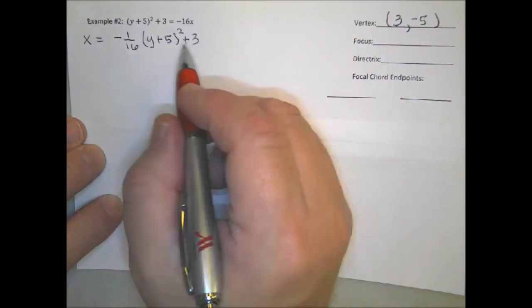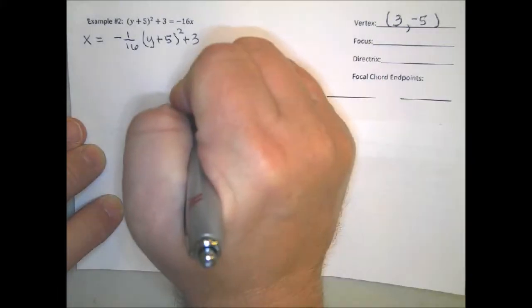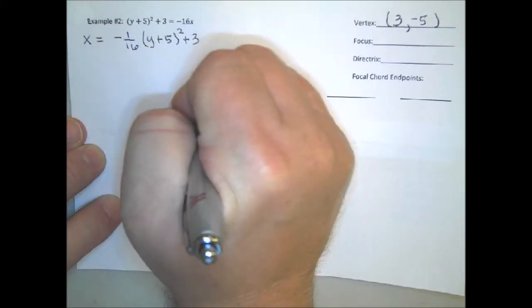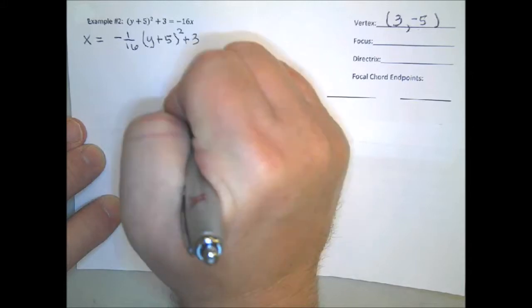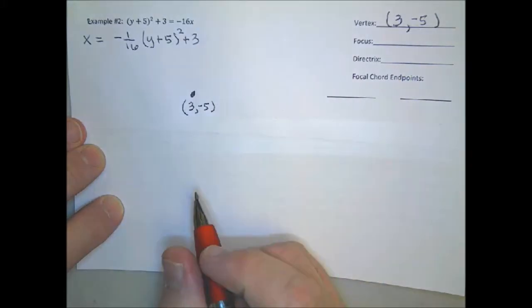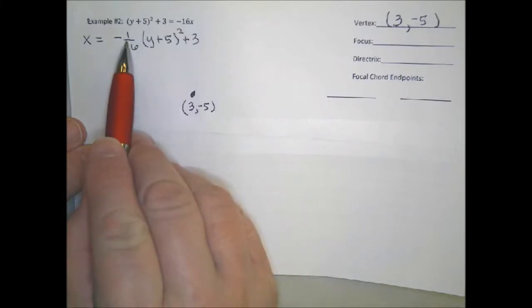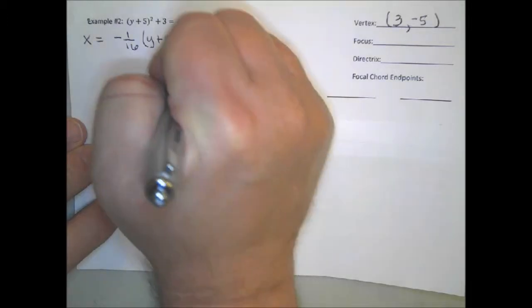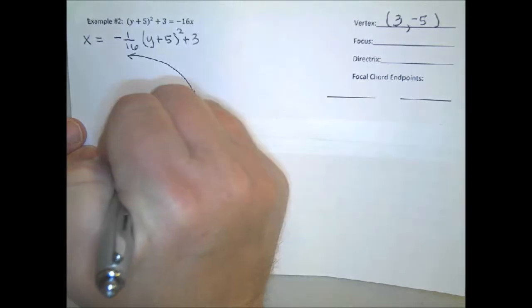So let's start figuring out what we've got here. We have a vertex at 3, negative 5. Let's just call it right here, just to get a picture of it. 3, negative 5. We know the parabola opens to the left because of this negative 1/16, and again, we know it's relatively wide, so there we go.